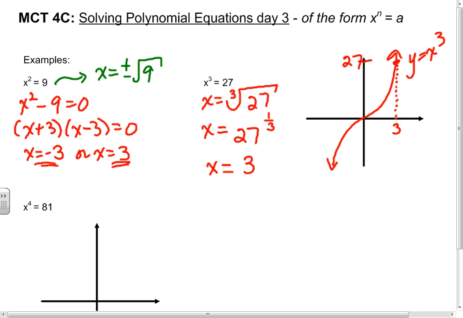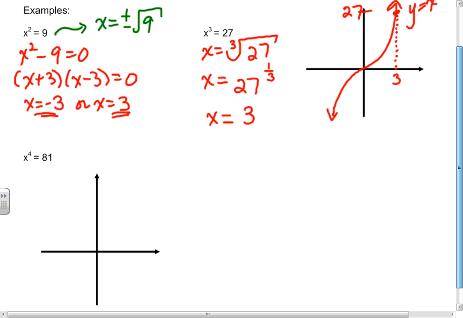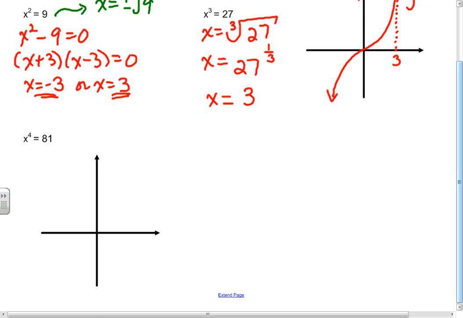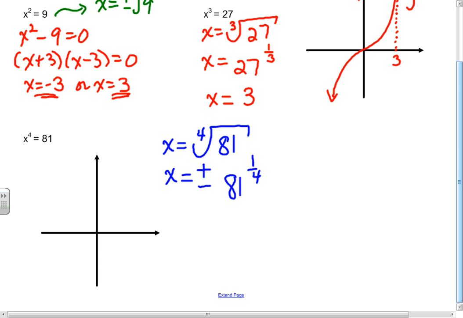X to the 4th equals 81. We can impose a 4th root if we like. This is one way of solving this problem. But remember, we're imposing a root knowing that it is an even root, so there might be a positive answer or a negative answer. Positive or negative 81 to the 1/4. If you were to type that into your calculator, it would be 3. But negative 3 is also an answer, and this is why.